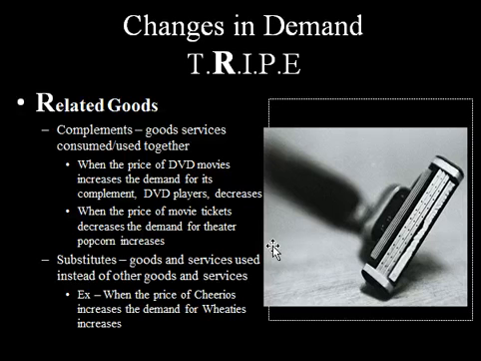Related goods, the second TRIPE factor, it breaks it down into two different types of goods. We have complements, goods or services that are consumed and used together, and substitutes, goods and services that are used instead of other goods and services. For example, when the price of DVD movies increases, the demand for DVD players decreases because there's going to be less of a demand for movies because of the increase in price. Now substitutes. When the price of Cheerios increases, the demand for Wheaties is going to increase because Wheaties is going to be cheaper and they're easily substitutes.